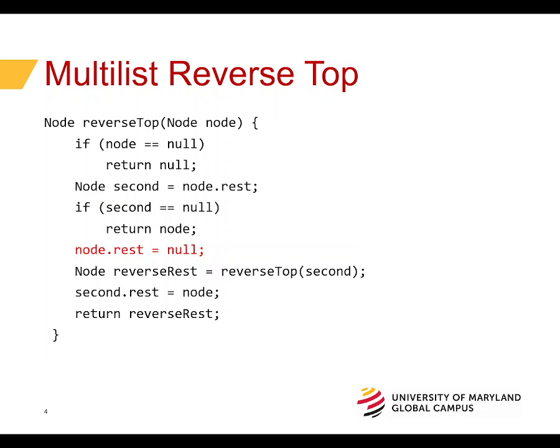What was the first node will now become the last node, so the rest reference is set to null. Then a recursive call is made to reverse the rest of the list. What was the first node is now attached to the end of the reversed rest of the list, and the reversed list is returned. The method that reverses the list at all levels is a bit more complicated and is a doubly recursive method.